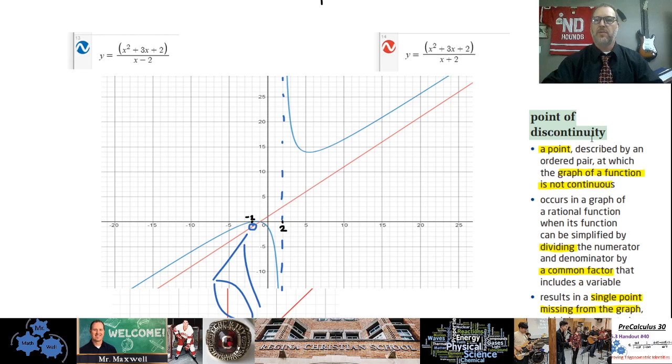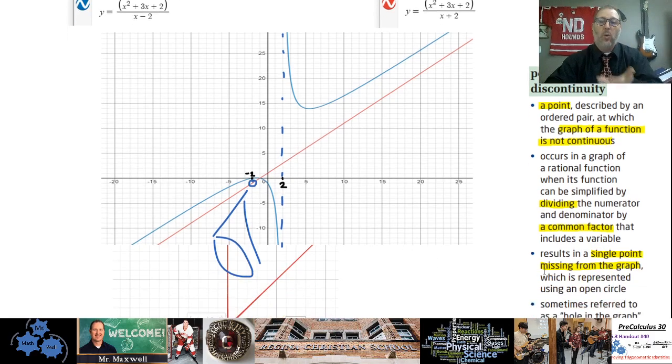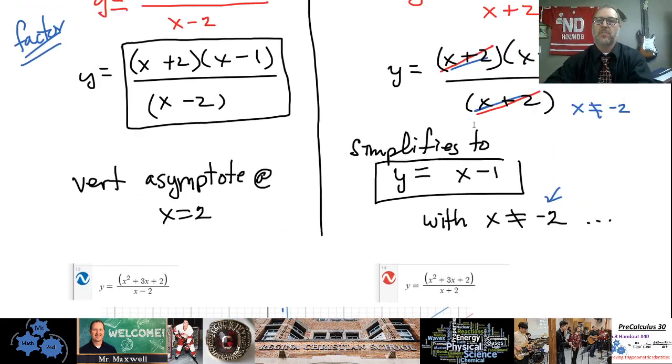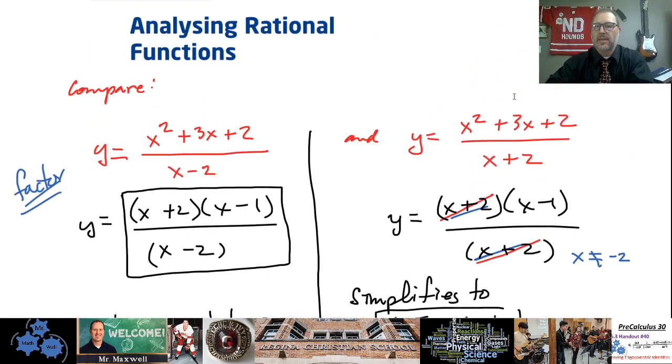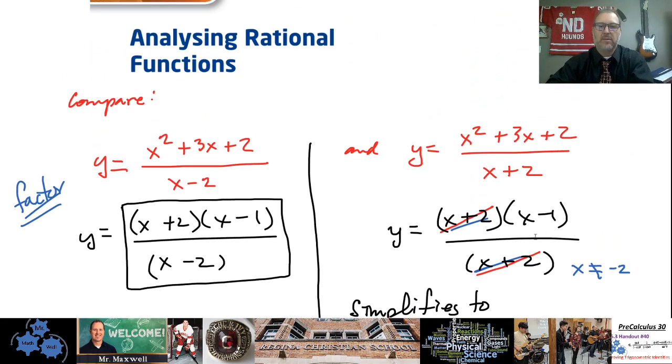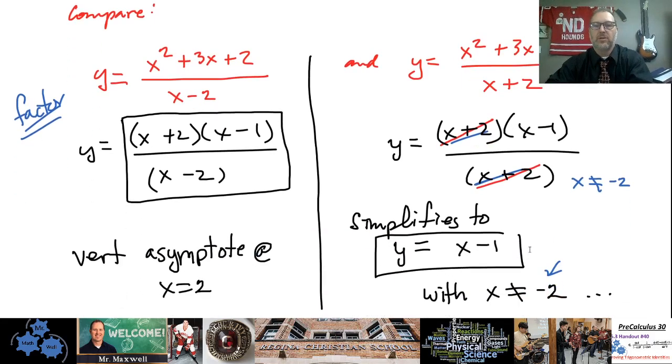Anyways, so a point of discontinuity is a point where the graph ceases to be continuous. Okay, there's a missing spot. It's kind of like a hole in the graph. Okay, it's a single point that's missing from the graph because of the restricted nature of that x value. And so when you divide out a common factor from a rational expression, then you're going to end up with a gap. Okay, it's called a gap discontinuity.